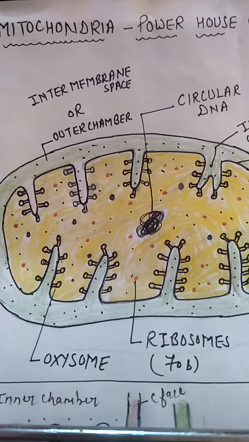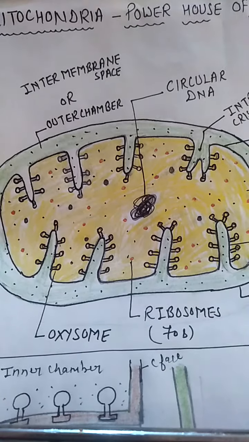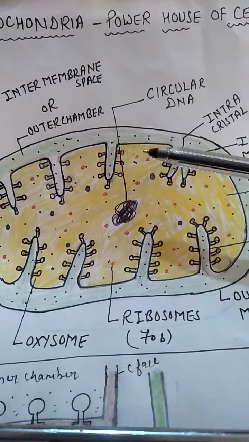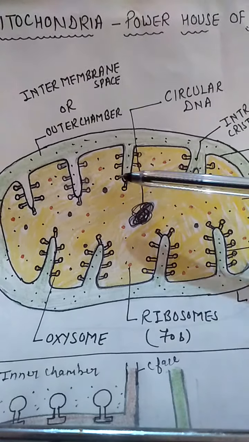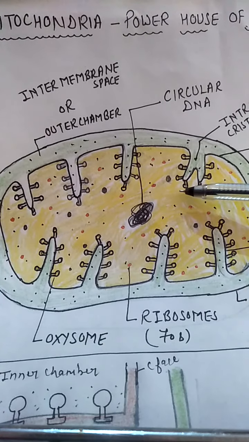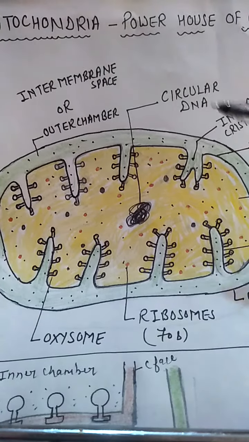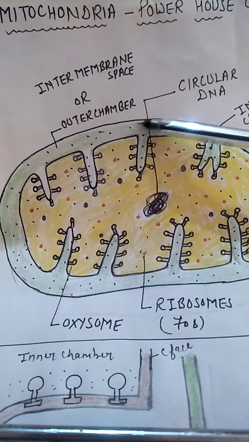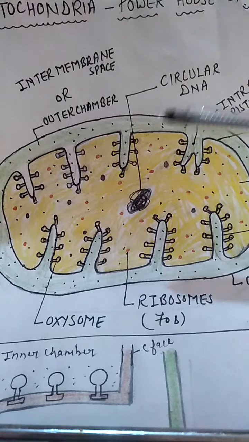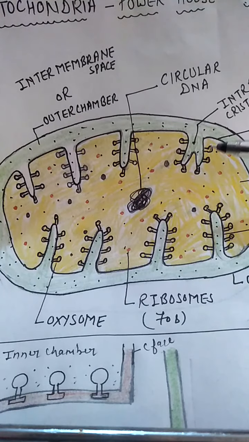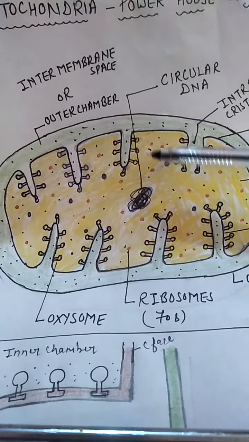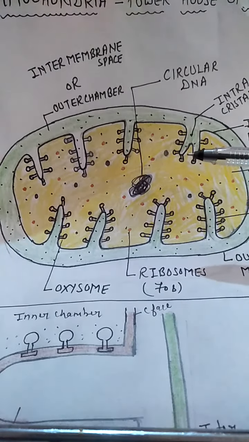Now, the structure of mitochondria. Students, mitochondria is a double membrane structure. Double membrane structure means it has two membranes and contains a jelly-like material between them known as matrix. So today we will study about this. You can see this is the structure of mitochondria. It can be oval shaped, elongated, or sausage shaped. Here is one diagram of mitochondria.